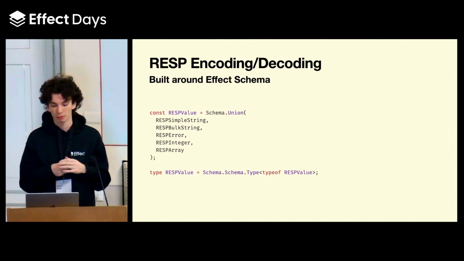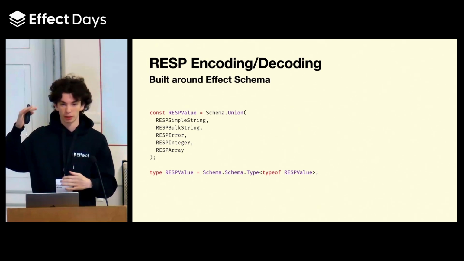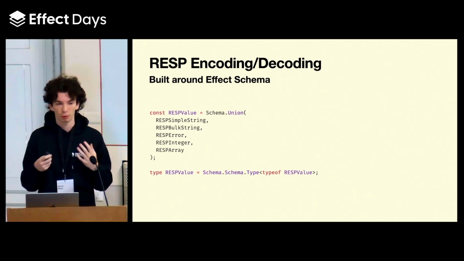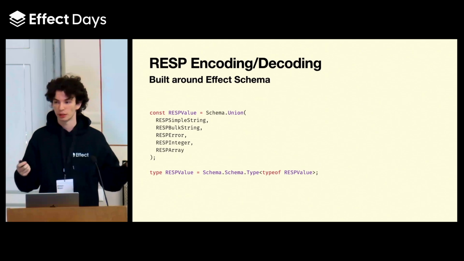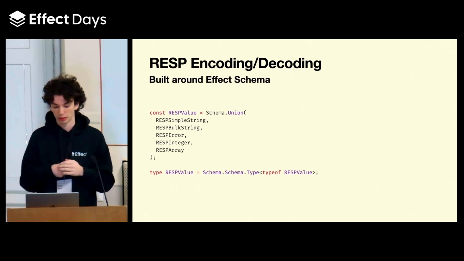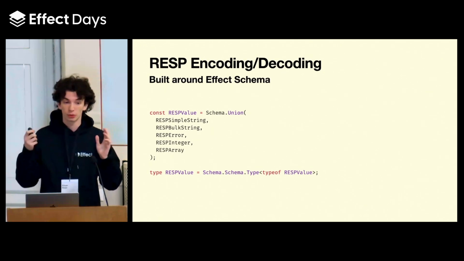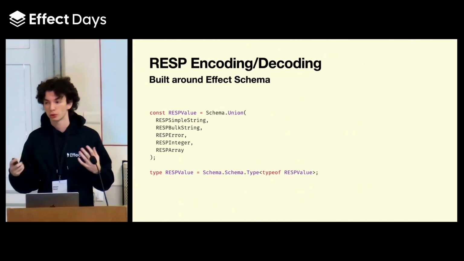There's a couple other types in RESP, and we can do this for all of them. And then we can make a Schema union of all of them. And we actually end up with a single schema that can encode and decode from any RESP string to any RESP object and back and forth. And that's pretty cool. So now that we have some RESP, we need an actual storage engine to run it against.